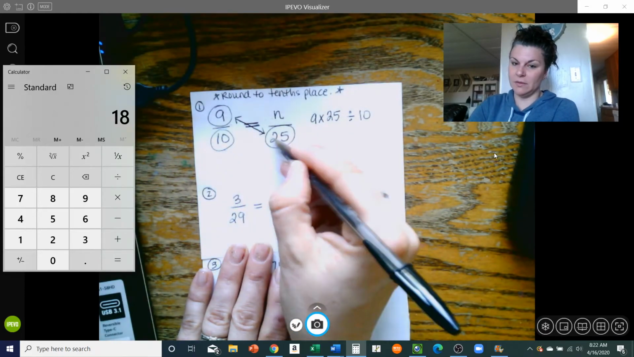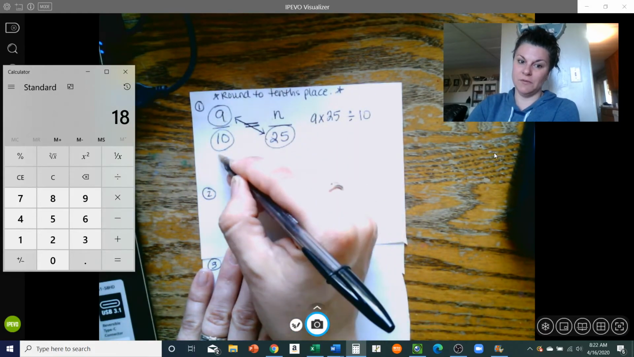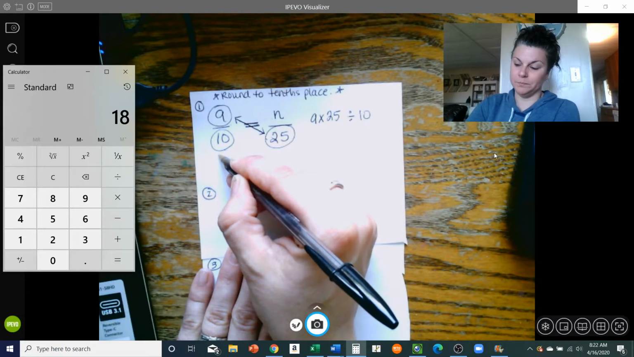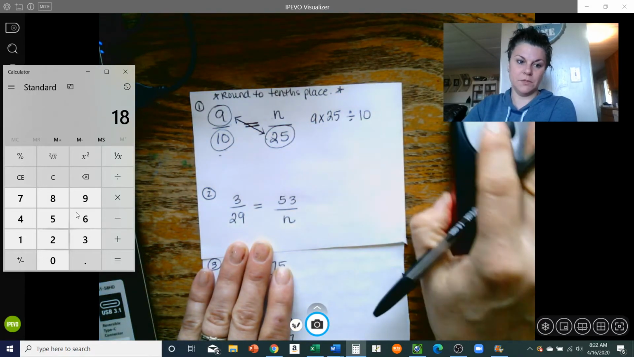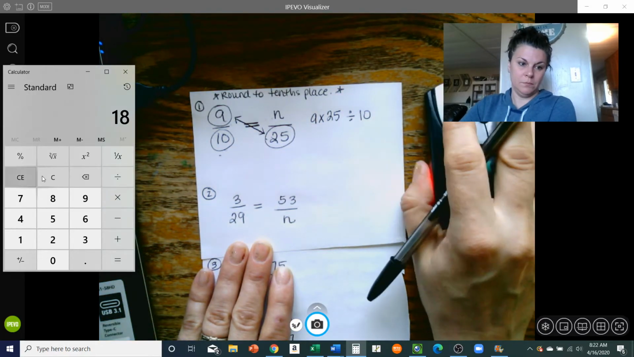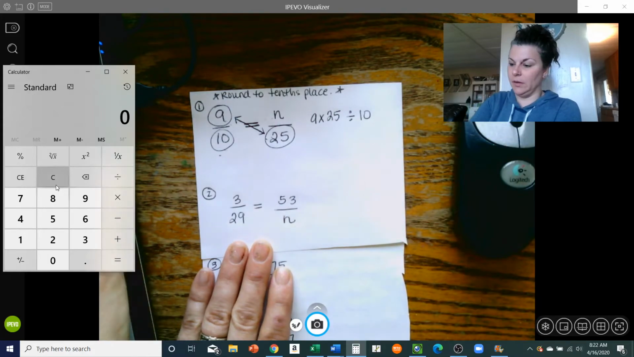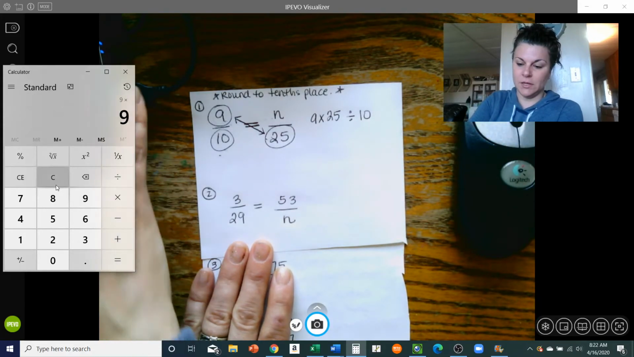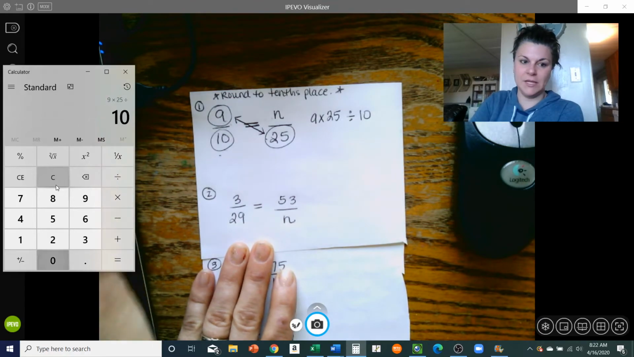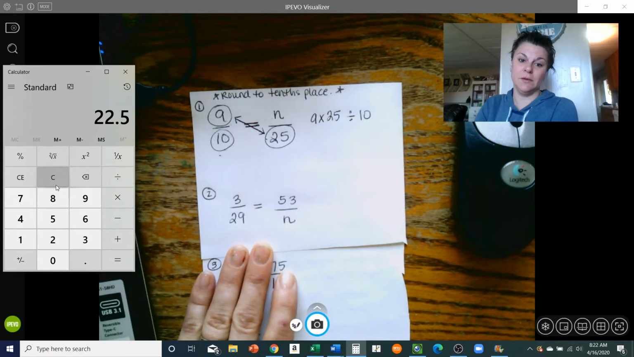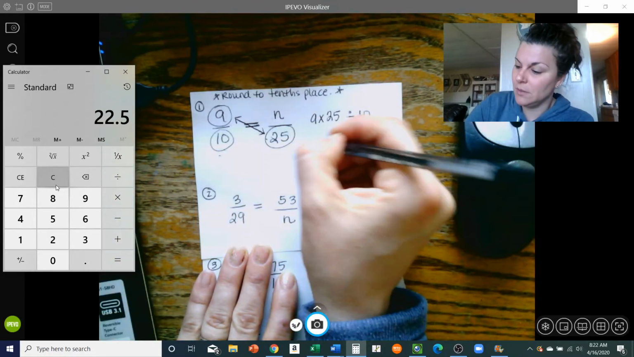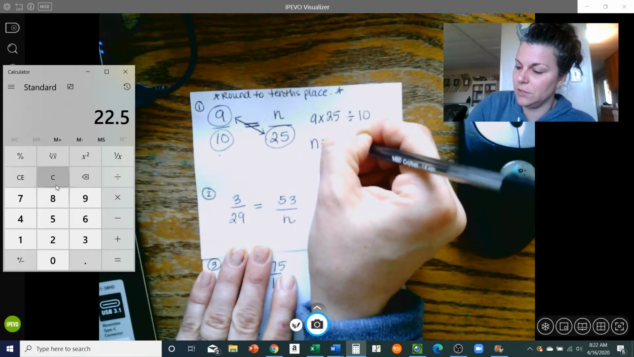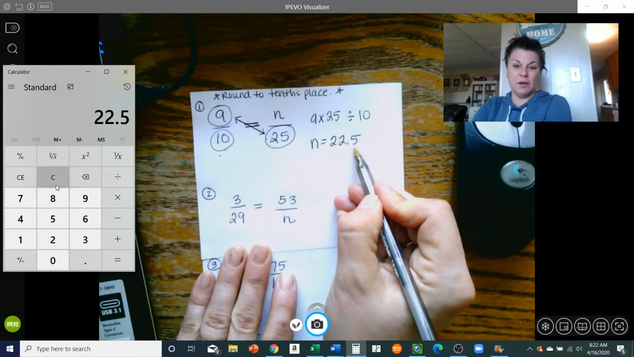Okay, multiply the numbers that are diagonal, divide by the other number. Okay, so on my calculator here, I'm going to go 9 times 25 divided by 10. You can do it all at once. You don't have to do it in steps. N equals 22.5. It's already rounded for me.